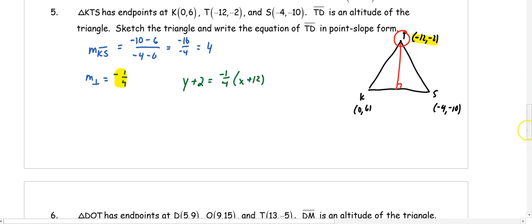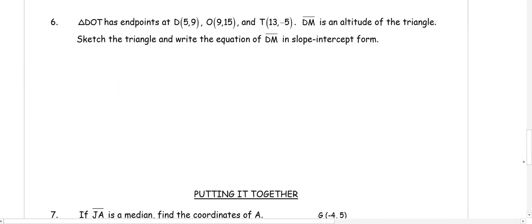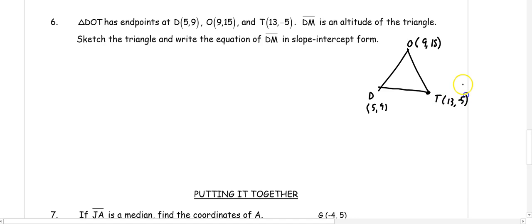Number 6, we're going to draw our triangle and we're going to find the altitude DM. I have D is at 5, 9, O is at 9, 15, and T is at 13, -5. So I want the altitude DM, so the altitude is going to go from D to the opposite side and create that right angle. So I already know I'm using point D. I need to find my slope though.